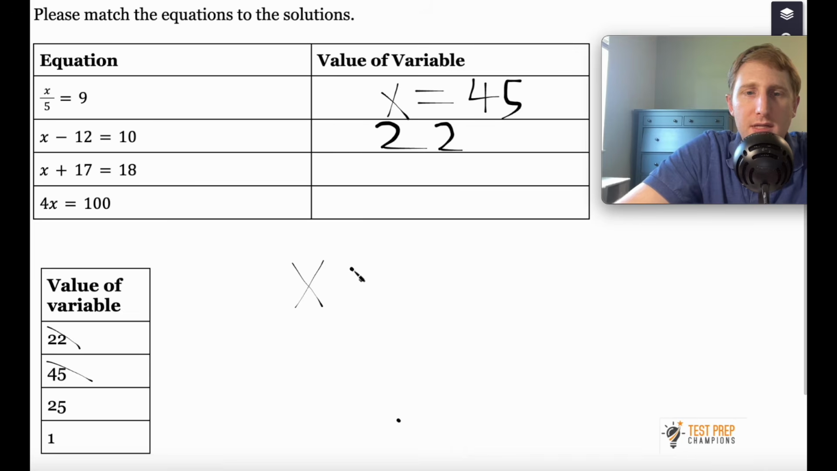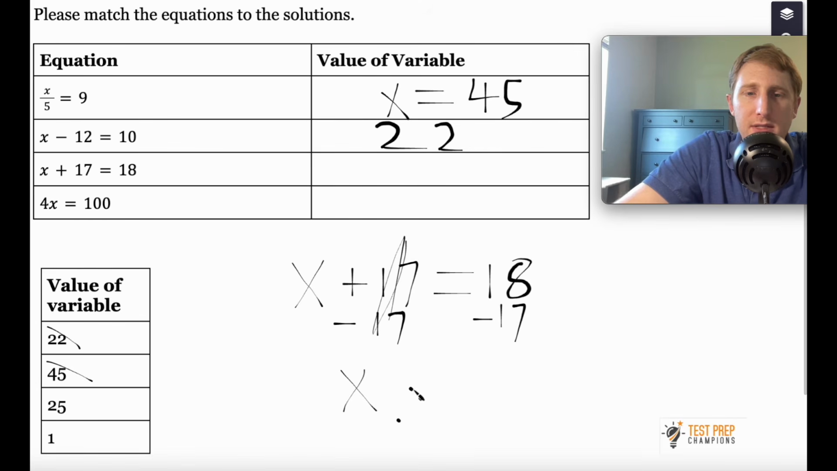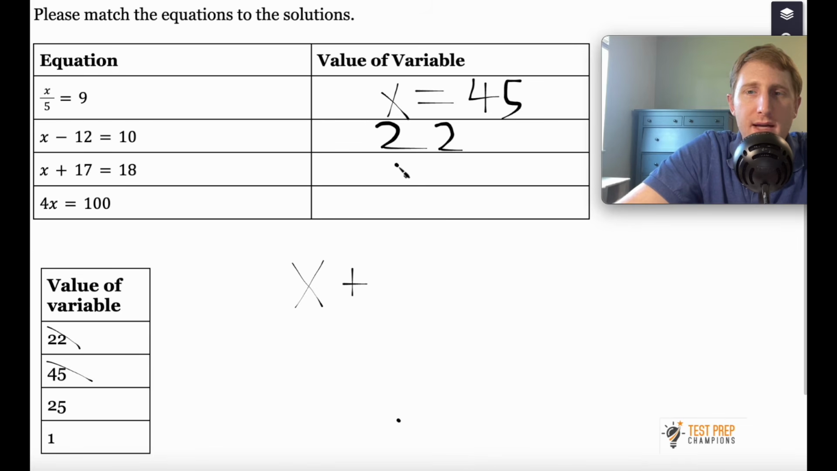x plus 17 equals 18. Now we want to apply a similar strategy here. We want to get the x by itself. But we see that we've got plus 17 here, so I want to subtract 17, and remember, I'm going to do it to both sides. The 17s cancel out over here, and we know that 18 minus 17 is 1, so the answer here is 1. So for x plus 17 equals 18, we know that x equals 1.